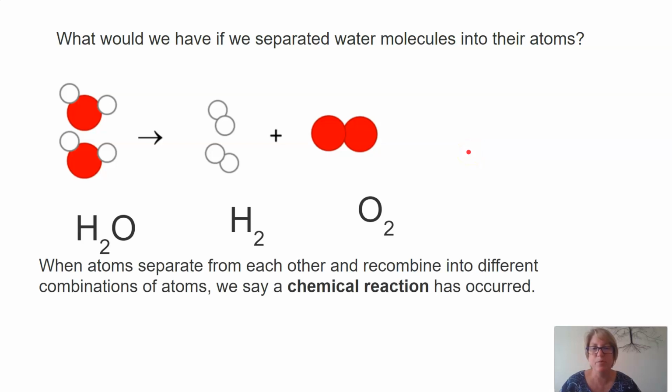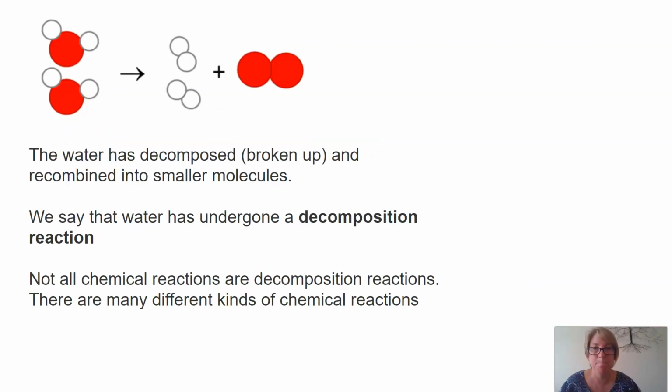When atoms separate from each other and recombine into different combinations of atoms, we say that a chemical reaction has occurred. So water has been decomposed or broken up and recombined into smaller molecules. Just a reminder, we say that water has undergone a decomposition reaction.